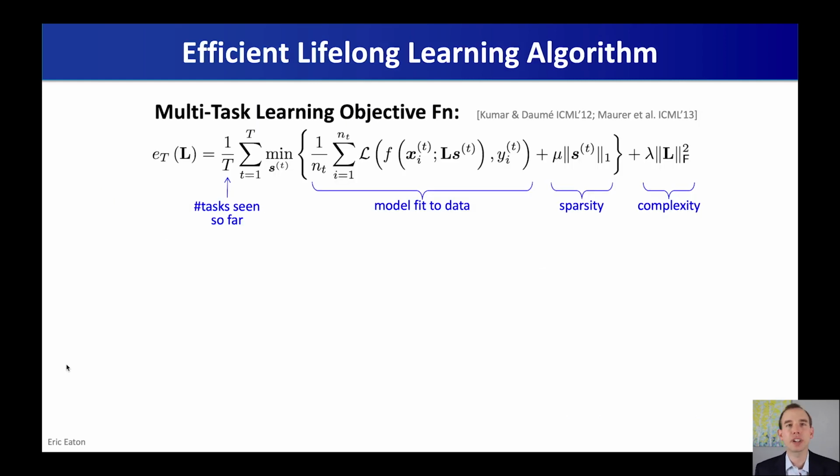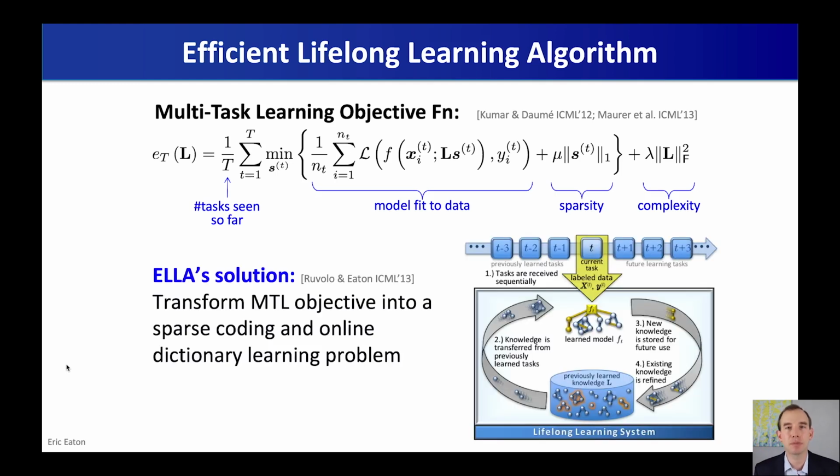For our early work in lifelong learning, we took this objective function and transformed it into a method that could learn tasks incrementally. We called it the Efficient Lifelong Learning Algorithm, or ELLA. This just takes this basic multitask learning objective, which uses factorized transfer, and transforms it into essentially an online dictionary learning problem with sparse coding.